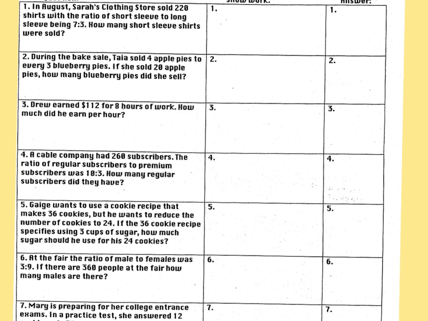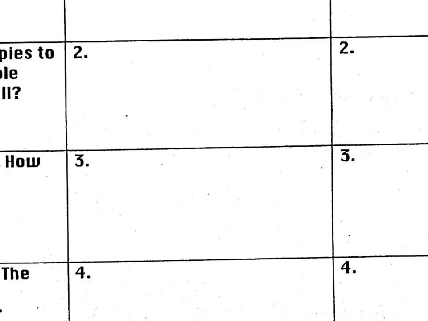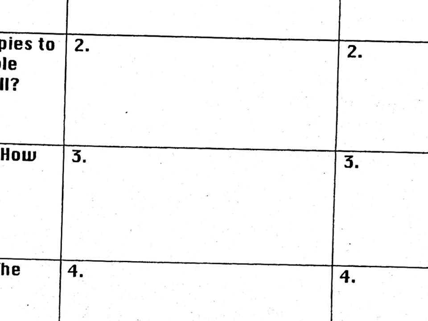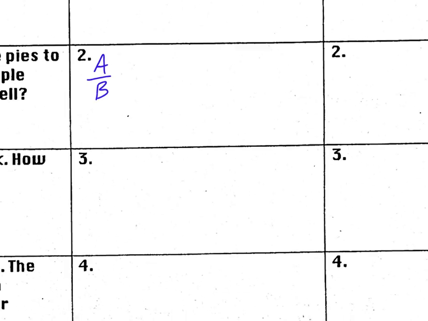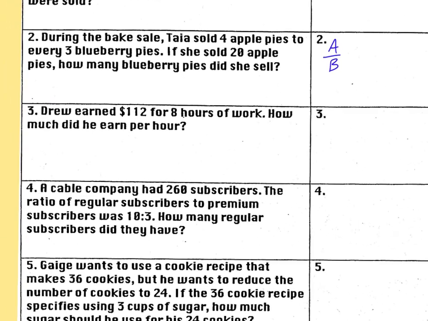Okay, number 2. During the bake sale, Taya sold 4 apple pies to every 3 blueberry pies. If she sold 20 apple pies, how many blueberry pies did she sell? So what are we comparing here? We are comparing apple to blueberry. So I am going to just zoom into this so I have enough room. I'm running into an issue with that here. So apple to blueberry. I'm going to zoom back out again and take a look at my question.